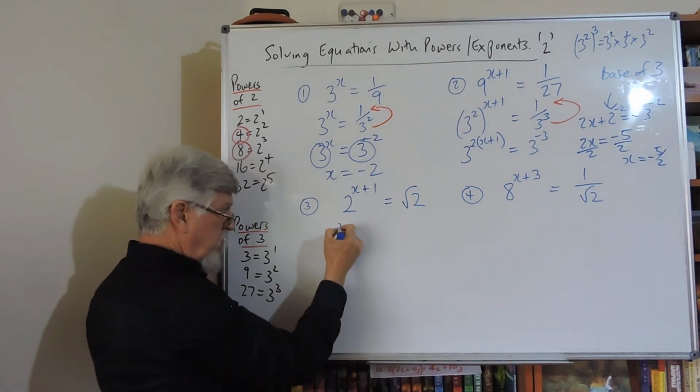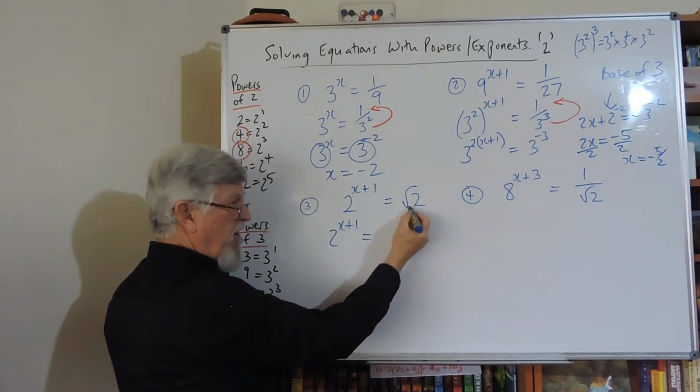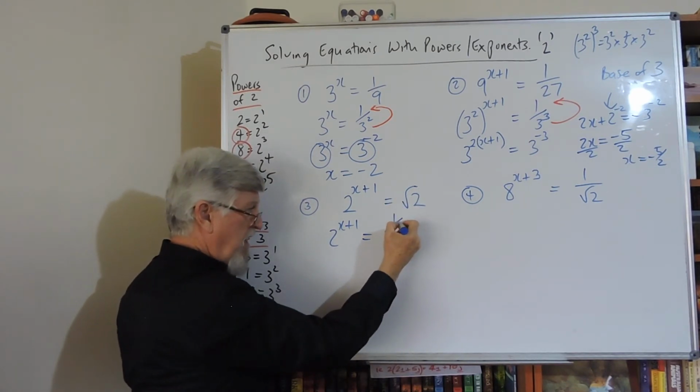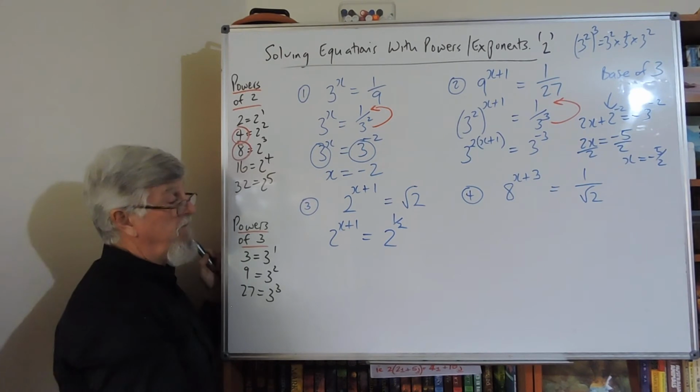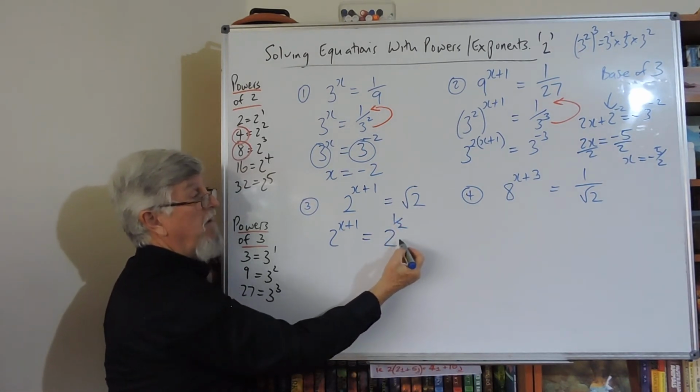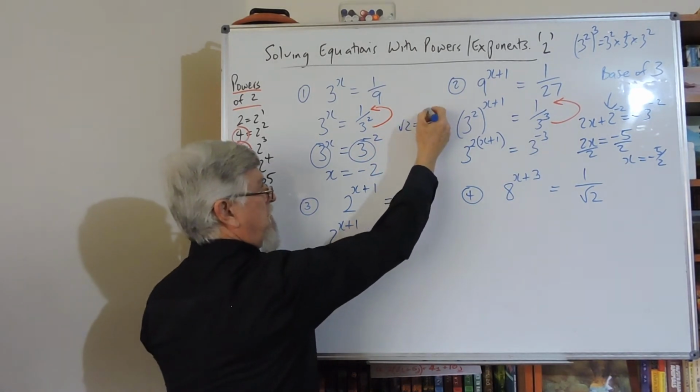We've still got 2's, which is pretty obvious. How do I write 2 when it's got a square root? A square root means you write it as a half. I'm not going to fully explain that here, don't have time for it. So root 2 can be written as 2 to the half.